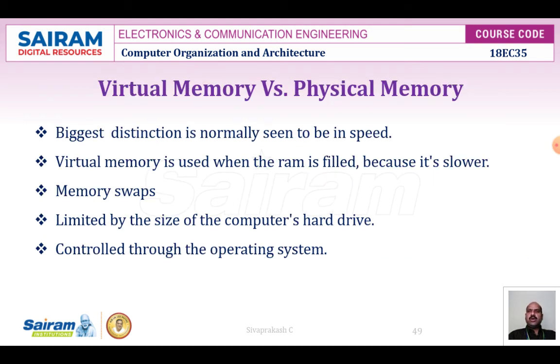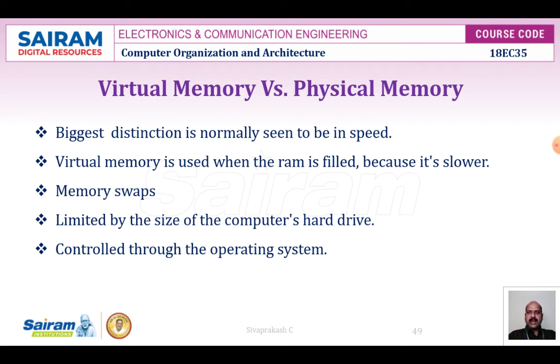Looking at the difference between virtual memory and physical memory, the biggest distinction is normally seen in speed. RAM is considerably faster than virtual memory. RAM, however, tends to be more expensive than virtual memory. When a computer requires storage, RAM is used first. Virtual memory is used when the RAM is filled, because it's slower.